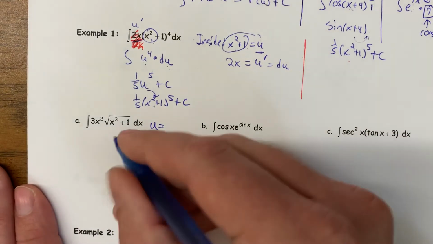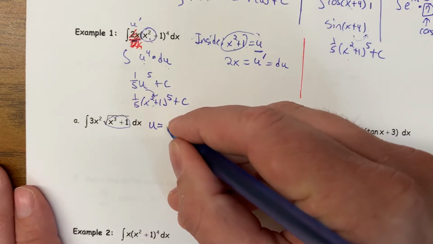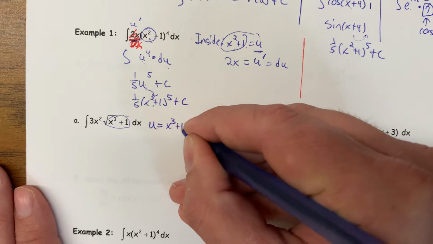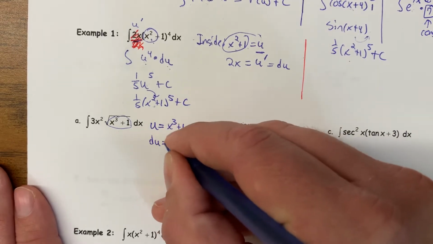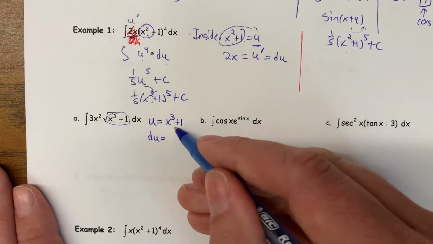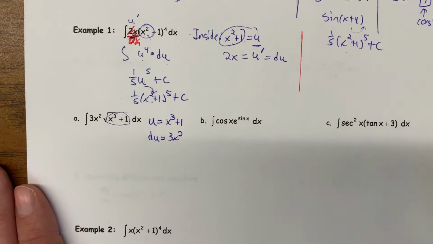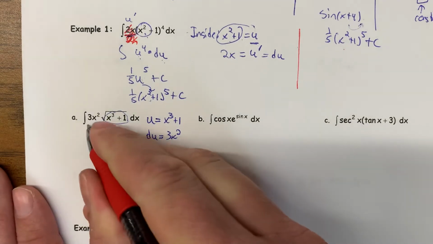U should be... hopefully we can see that x cubed plus 1 is inside of the square root. So u is x cubed plus 1. And what is the derivative? What is du? What is the derivative of u? Well, the derivative of u is 3x squared. We multiply by the power and lower the power by 1. And look, we've got it there. There it is right here.